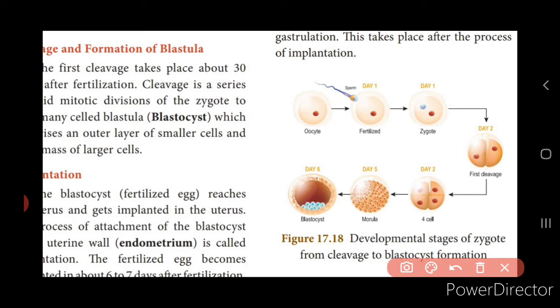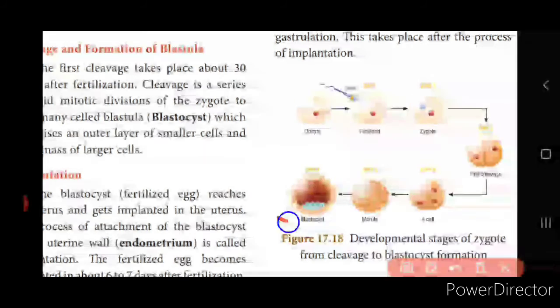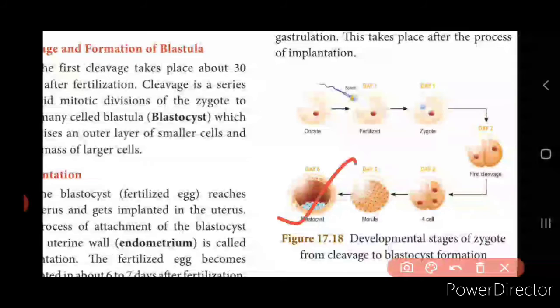The first one is the implantation. Now what will happen, this blastocyst gets implanted. Here you can see the blastocyst, isn't it? Now this gets implanted in the uterus, or you can say it gets attached to the uterus. The process of attachment of this blastocyst in the uterine wall, that is called the endometrium. This inner wall of the uterus is called the endometrium, and this process is called implantation.